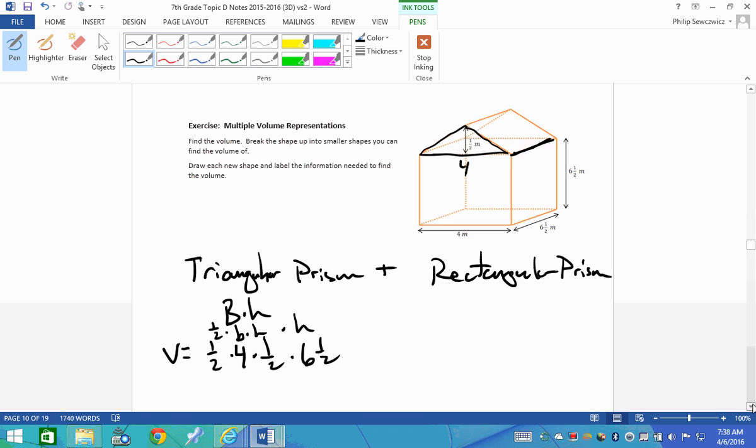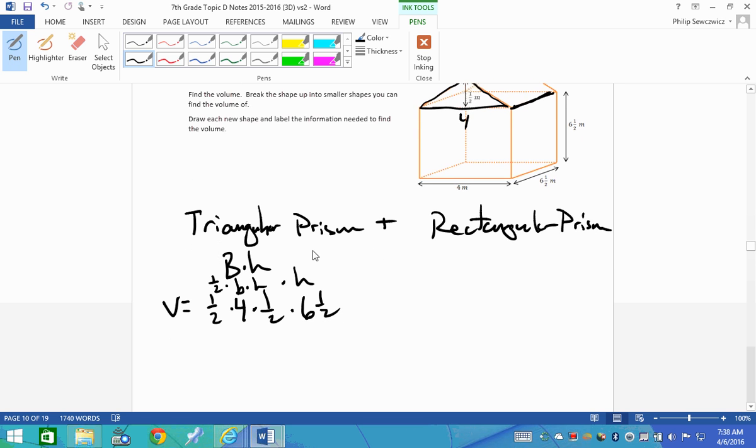And I'm going to go ahead and keep finishing this off. I could move on and then type it all in my calculator at once. That's just a little dangerous, a little too much typing at once. So I'm going to break it up into chunks. 1/2 of 4 is 2. 2 times 1/2 is 1. 1 times 6.5, there you go. Hopefully you've seen that before.